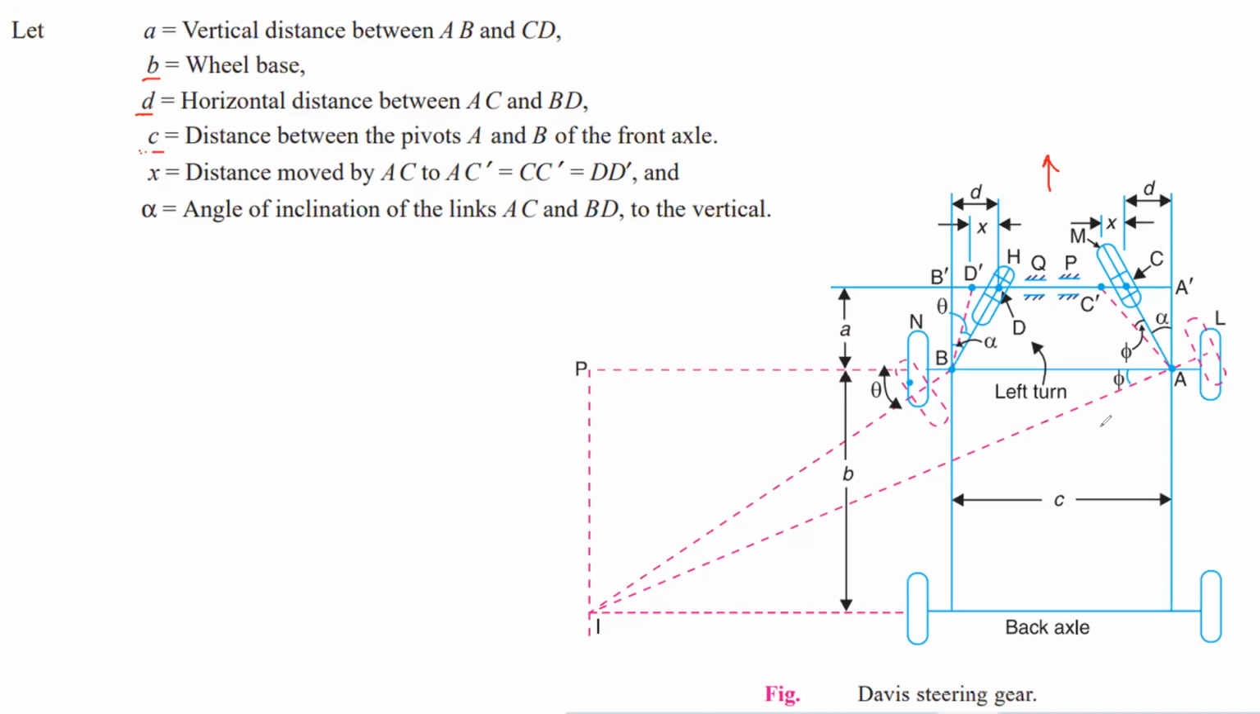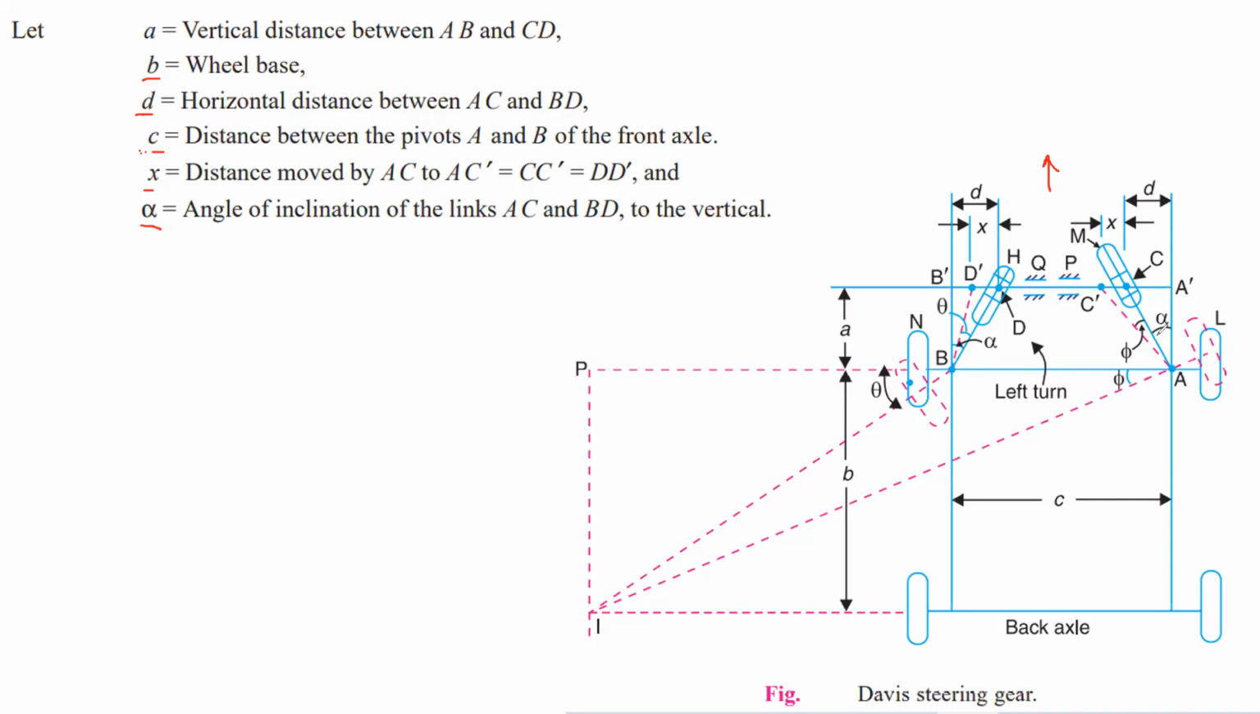Okay. So C distance is what? C is also a constant. You can define it as a distance between the pivot points A and B. It is constant, it will not change. X I told you.